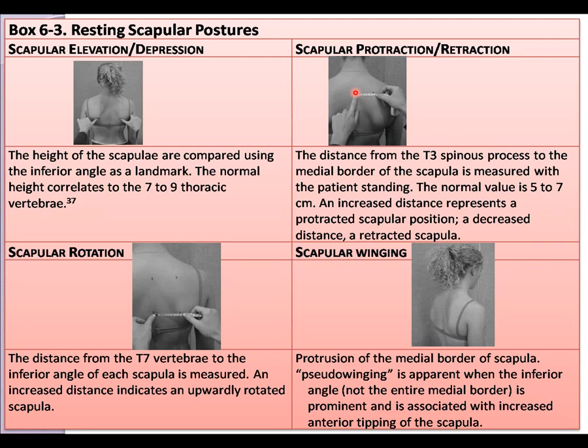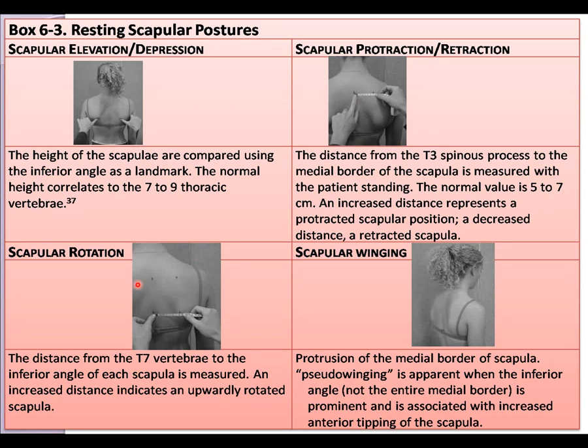The first thing you want to do is measure both. Are they the same? And then you want to look at, is it in that 5 to 7 centimeter range? And that will tell you if both sides are protracted, only one side is protracted, both sides are retracted, and what's actually going on. So you can compare them to each other, and you can compare them to the norm. You can do the same kind of thing for scapular rotation, although I cannot find any normative values for what is considered normal.